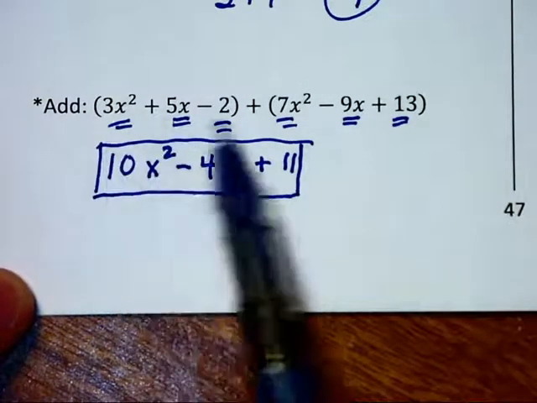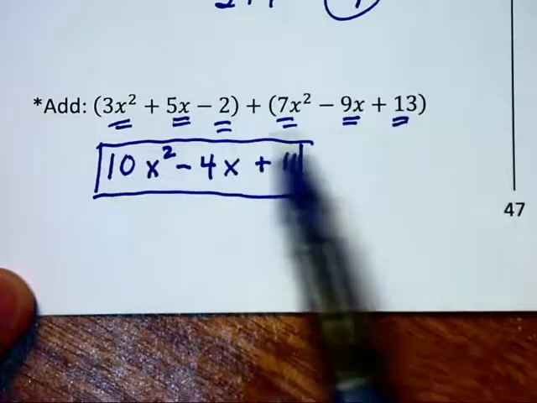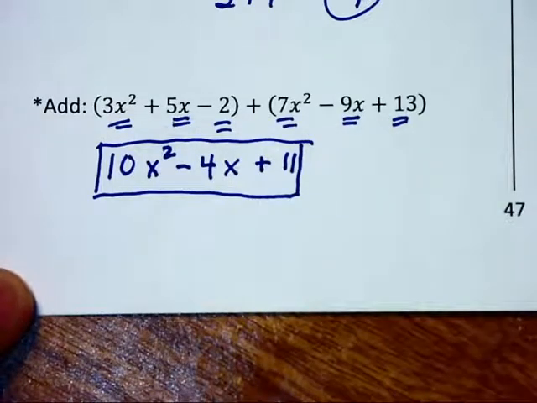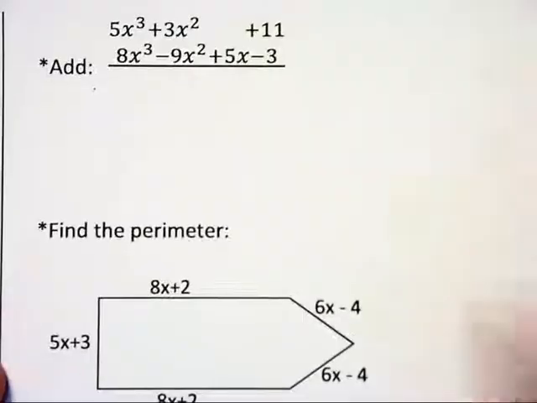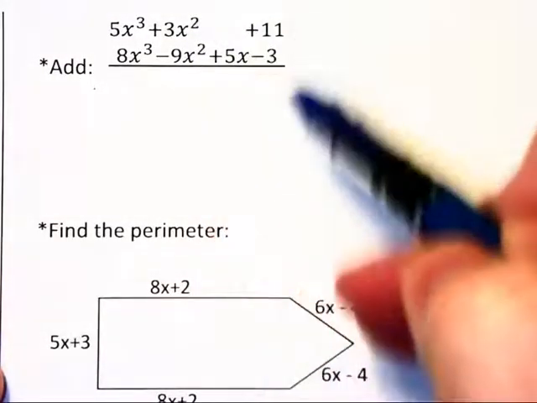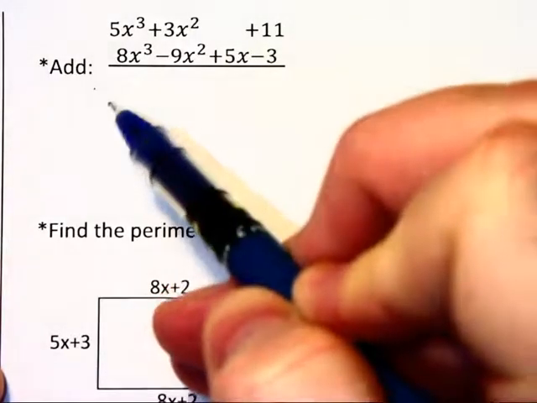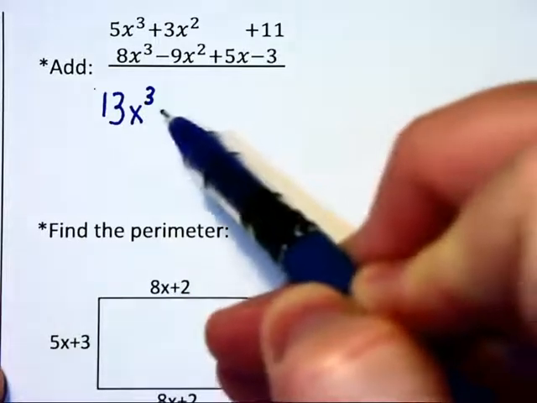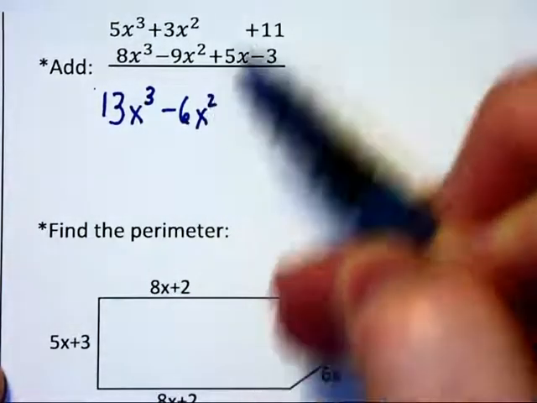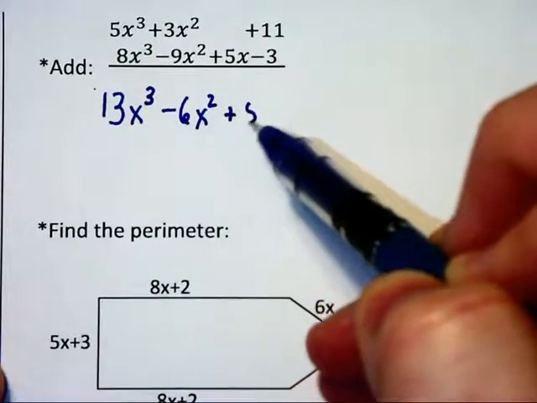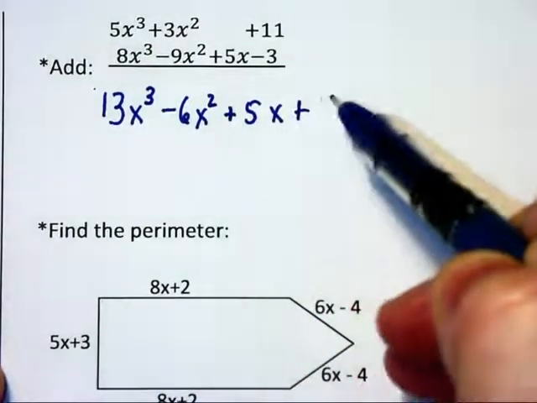Now, the only reason we had parentheses here in this problem was to separate the first polynomial and the second polynomial that were being added together. You can also add polynomials in a vertical format if the like terms are aligned. So 5 plus 8 is 13. We will have 13x to the 3rd minus 6x squared. Just pretend there's a 0 where that hole is, and we will then have plus 5x plus 8.